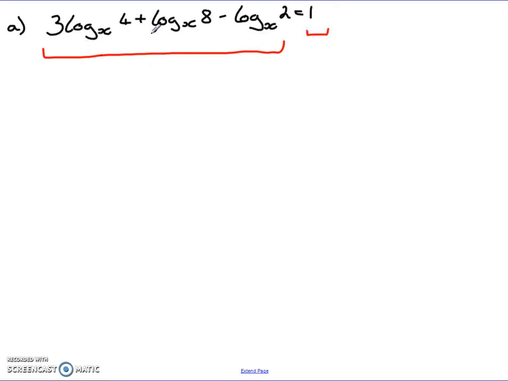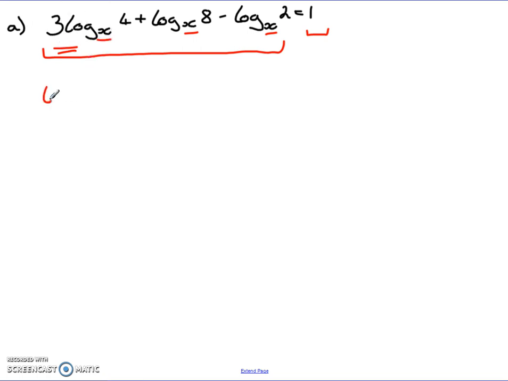Now, we've got 3 logarithms. Remember, first thing we have to see: do they all have the same base value? Can we combine them at all? Yes, they do. Great, we can combine them. Now, we want them all to be written in the form log to the base x of a number. This first one here has a value in front. It's got a coefficient, 3 times the log. So we have to use one of our rules of logarithms in order to simplify this.